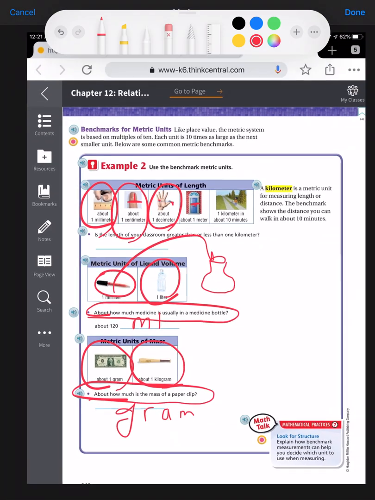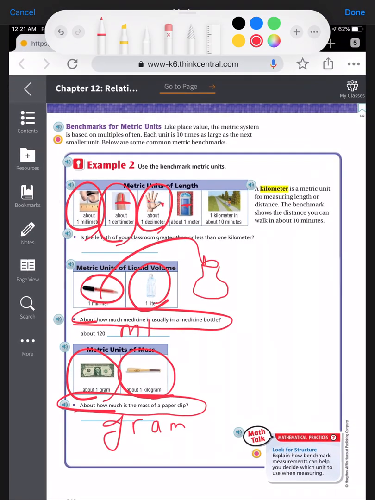Are you filling these in your book as we go? I hope so. Because then you'll have a good reference point to look at when you're doing other math work.